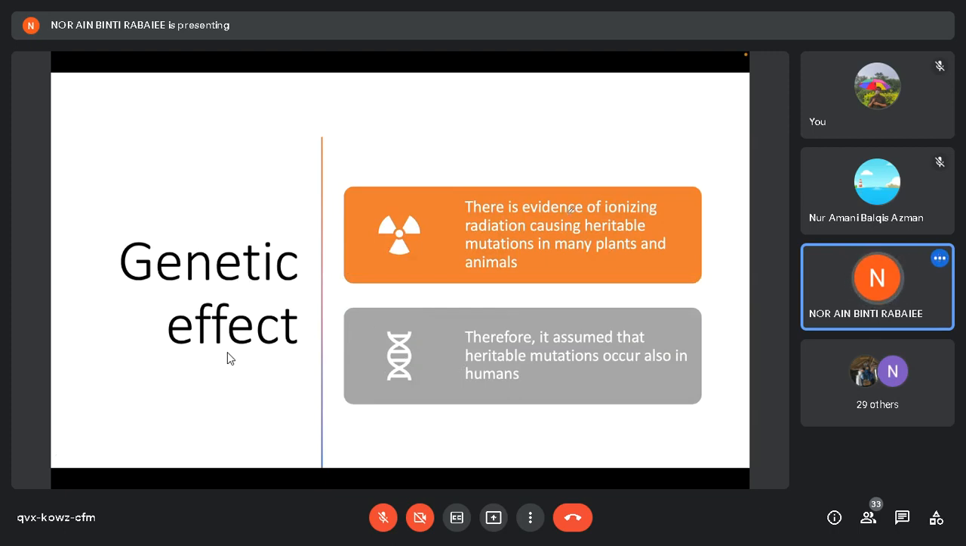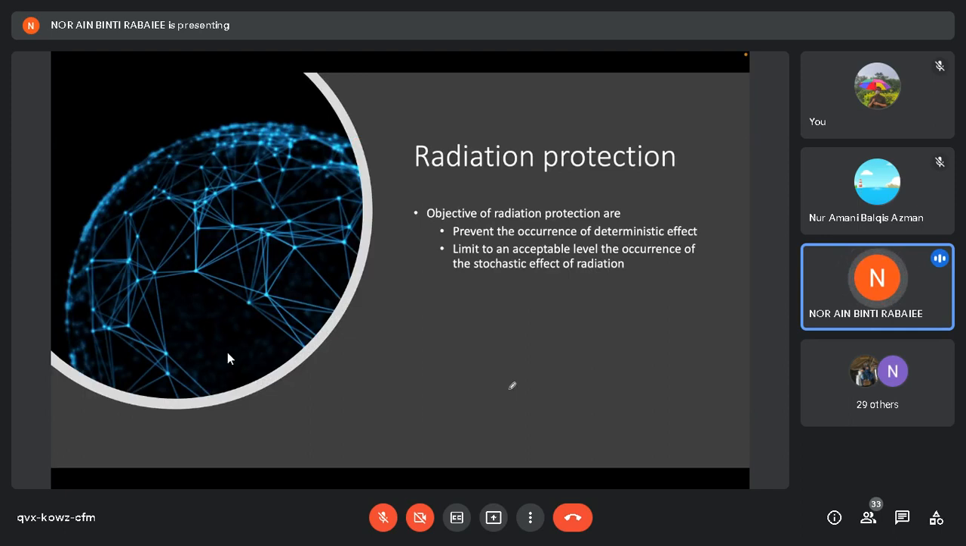Now we have touched on the somatic effects, and next the genetic effects. For genetic effects, there is evidence of ionizing radiation causing heritable mutation in many plants and animals. Therefore, it is assumed that heritable mutation also occurs in humans. However, this genetic effect is still in debate. There is no solid documentation showing a genetic effect of radiation in humans, but studies were done in plants and also in animals, so they assume there may be a potential for heritable effects in humans too, but there is no evidence. They still study the genetic effect.